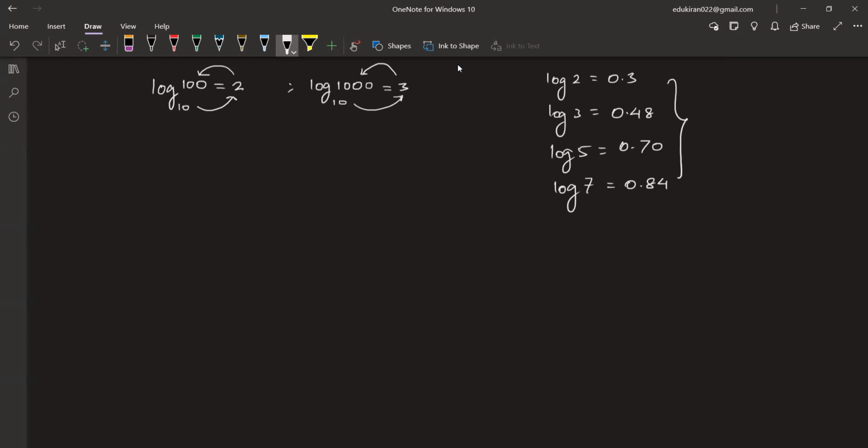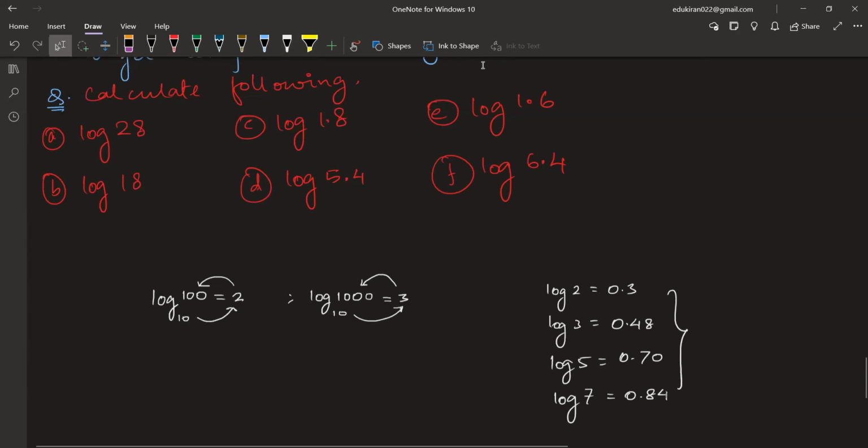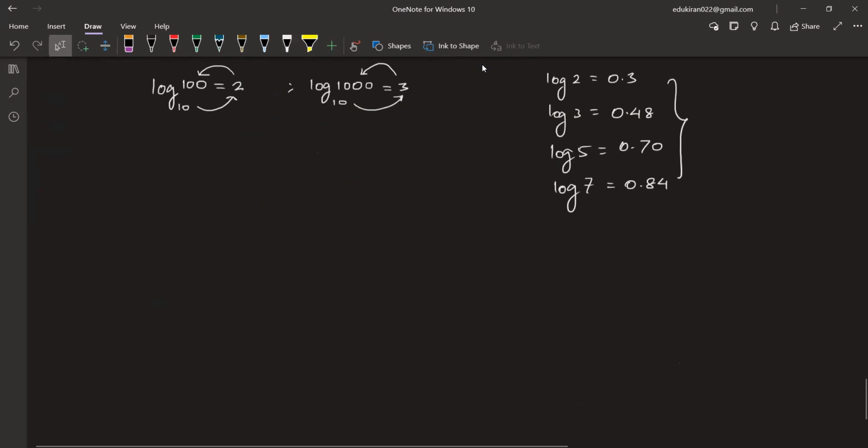So I have asked one question, that is log 1.8. Let us start with this one. Oh, no, log 1.6 is there, and log 1.8 is also there. Okay, fine. Let us start with question number 1. Let's say we have log 1.8.